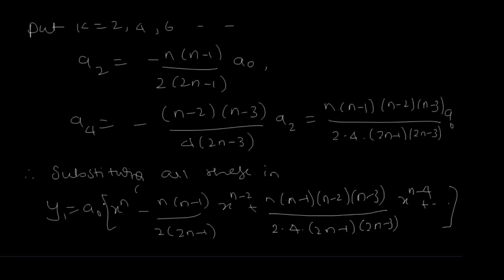So all this we have to substitute in the assumed solution. What we assumed is y equal to summation from k equal to 0 to infinity ak x to the power m minus k. So there we substitute all these values. Next, put m is equal to minus of n plus 1, again in the solution we get.